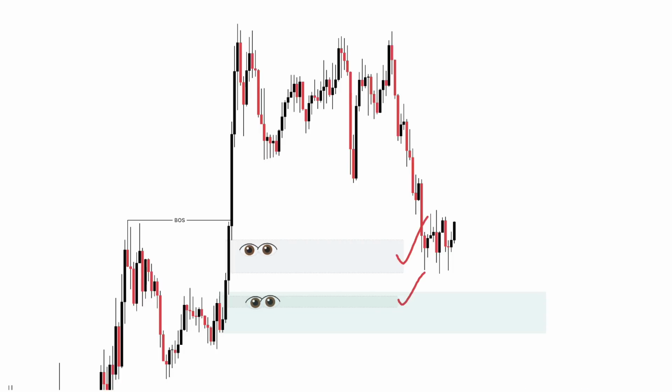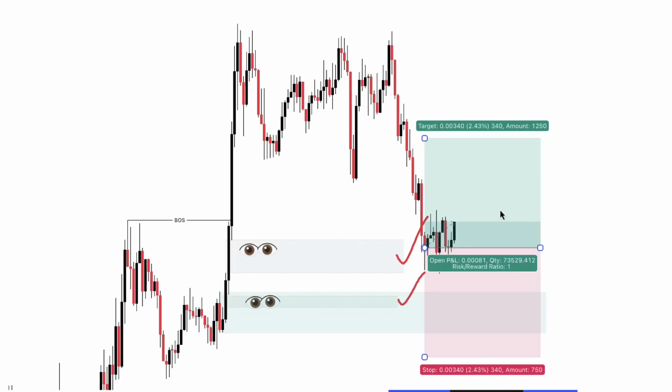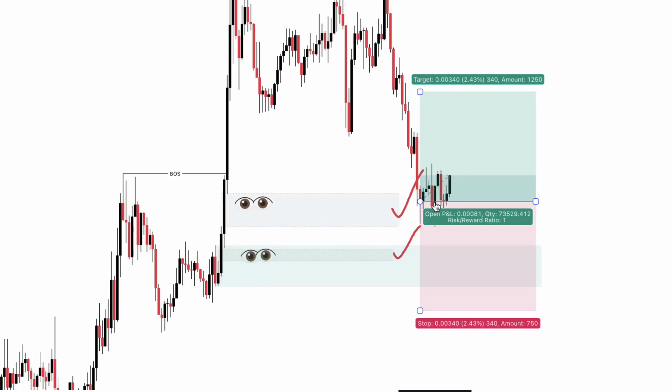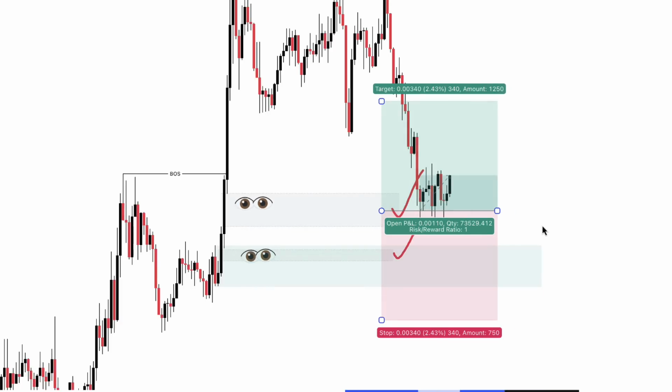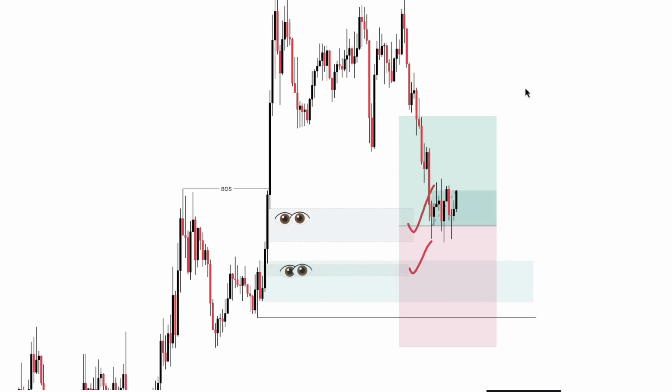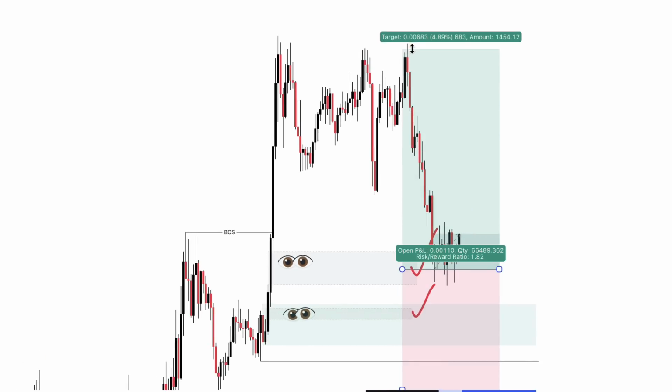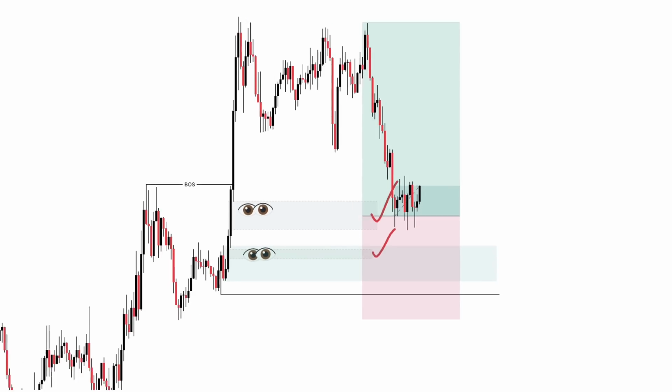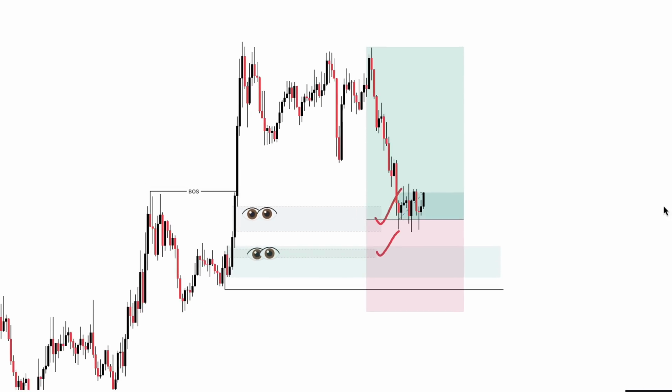Now, if you take your trade from eye level 1, it's not wrong. Mostly you take it from the consequent encroachment of the fair value gap, but your stop loss has to be below this low. All right? Below this low. Your stop loss has to be there. Below that low. And hopefully you target the draw on liquidity there. If you take this one, you're not wrong. But always consider the best. The best is always what you should do.